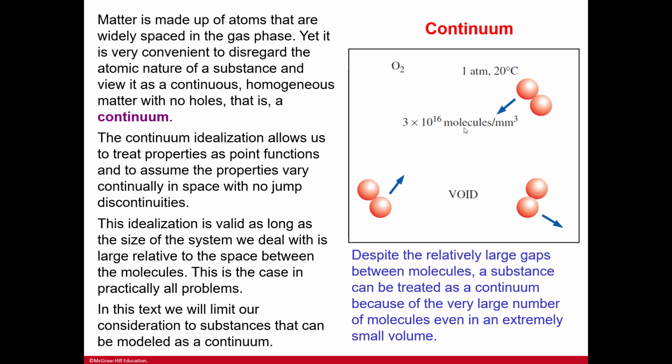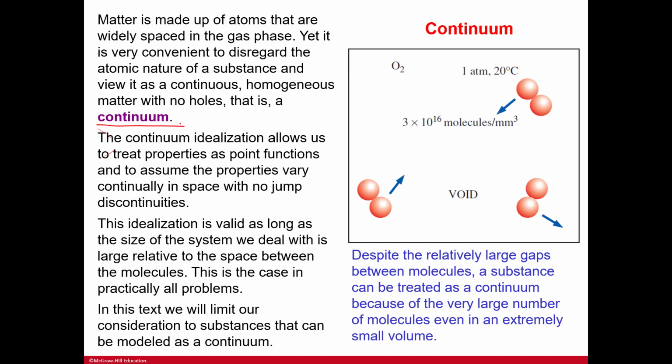So matter is made up of atoms that are widely spaced in the gas phase. It is very convenient to disregard the atomic nature of a substance and view it as continuous homogeneous matter with no holes. That is a continuum. So let's talk about what a continuum is here. The continuum idealization allows us to treat properties as point functions and to assume the properties vary continually in a space with no jump discontinuities.